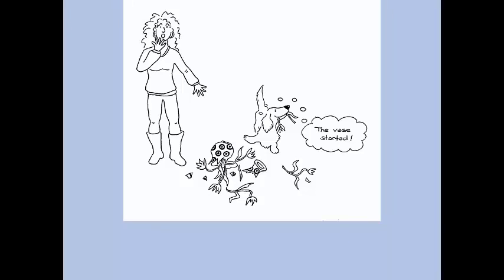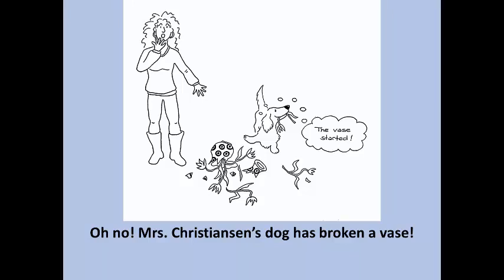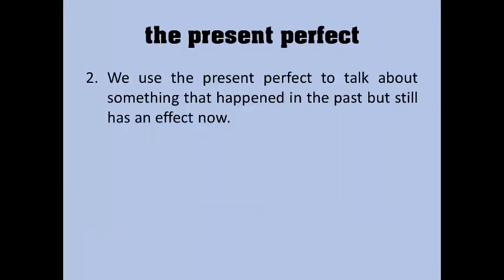But there is a second meaning too. Again, we will look at an example. Oh no! Mrs. Christiansen's dog has broken a vase. Again, think about the meaning. So here we use the present perfect to talk about something that happened in the past, but it still has an effect now. We will look at a timeline.